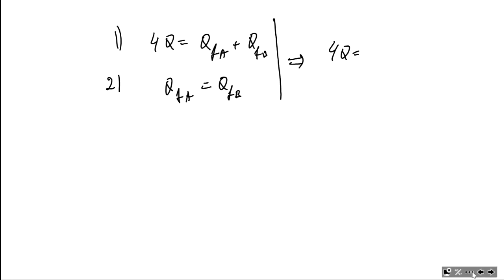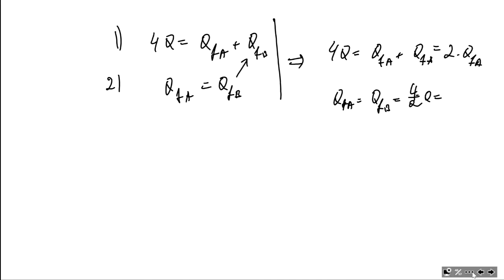For Q should be equal to Q this plus same. What did I do? We call it a substitution. I've replaced one variable with another one which is equal to that. So that's going to be 2 times this. So the final charge for both will be equal to 4 over 2 times Q, or 2 times this factor.